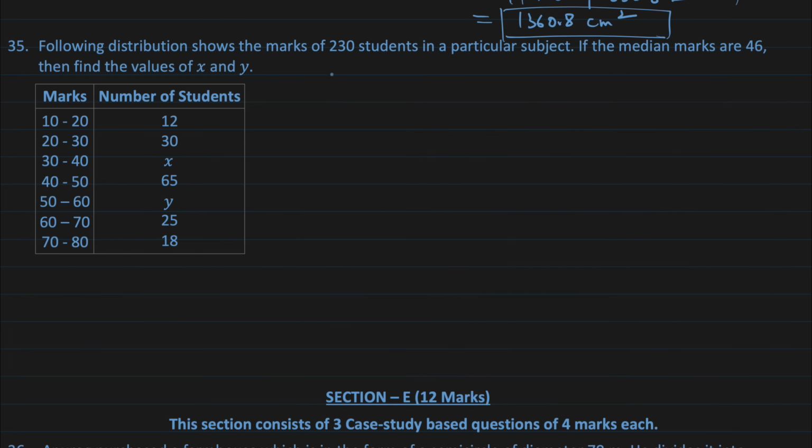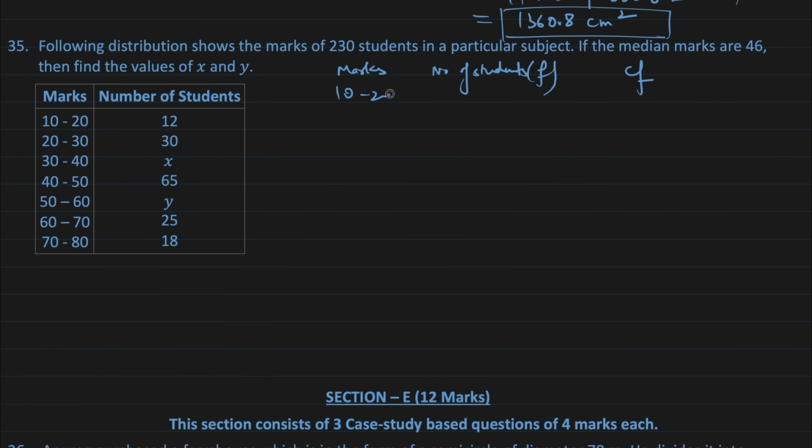Following distribution shows the marks of 230 students in a particular subject. If the median marks are 46, find the values of x and y. So here, a simple table we have to draw. So I'll also draw the table because in the exam you draw. So let's write marks, number of students, that's your frequency, and we calculate CF, right?